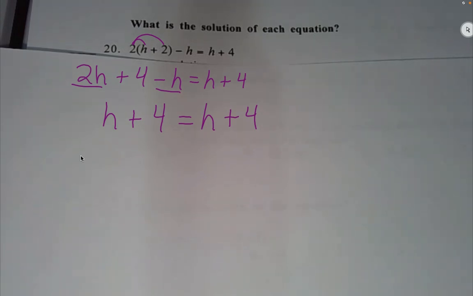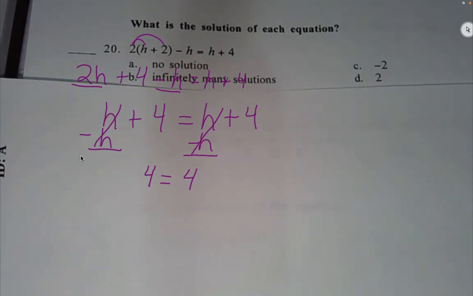I'll move this one. How do I move it? If I add it, it would give me an extra one. If I subtract it, it'll move it over here. So it says 4 equals 4. All my variables can cancel out. So what answer is that? A. That is, D. It's actually B.